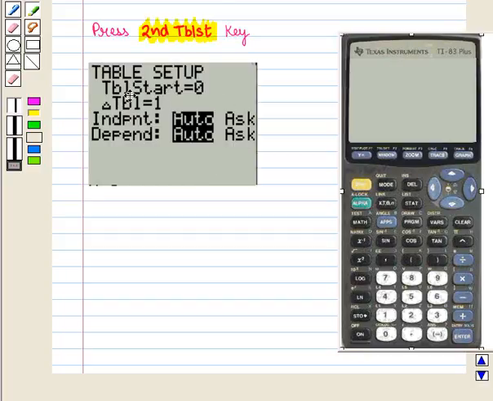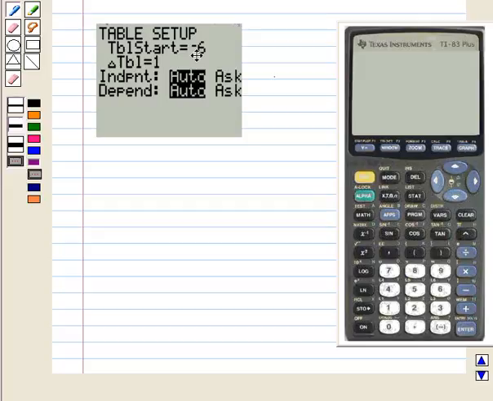Now see here, it is written table start. It means we decide with which beginning value of x we want our table to start with. Here it is given 0, but we want our table to start with -6. So we type -6 by pressing this negative sign key followed by number 6 key.